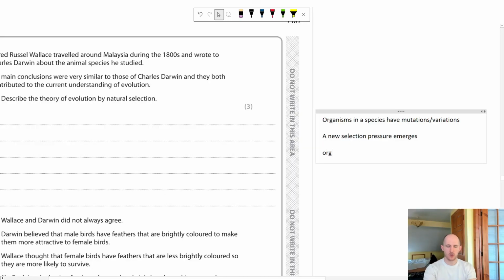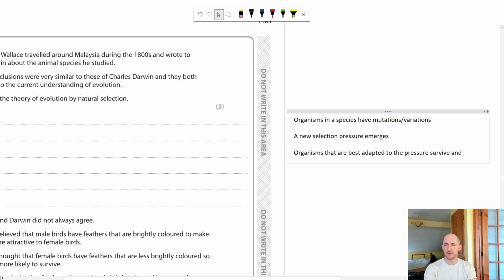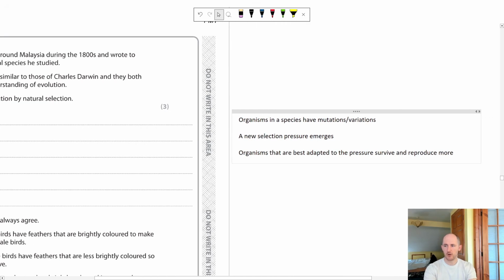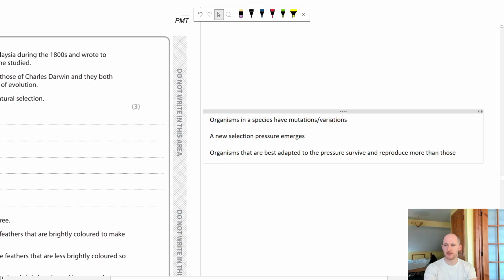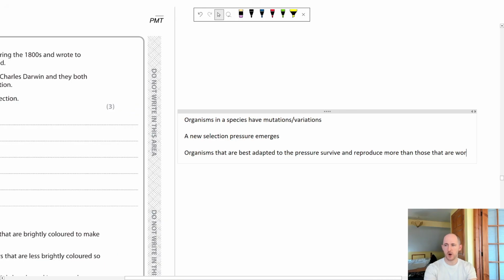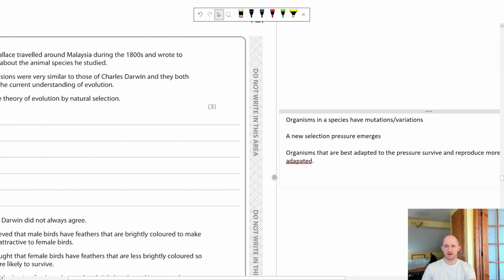And organisms that are best adapted to the pressure survive and reproduce more than those that are worse adapted. You do not need to write that entire thing. You can just say organisms that are adapted to the pressure survive and reproduce. I've added this last bit because it really annoys me that the mark scheme doesn't mention it, because it gives the wrong idea.